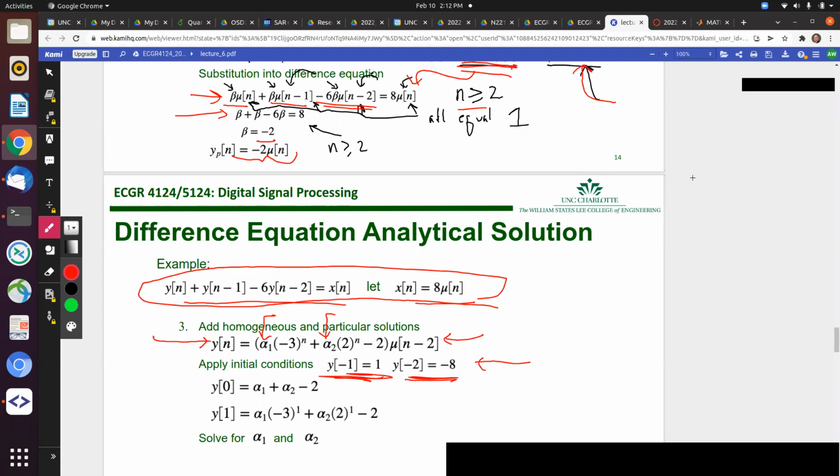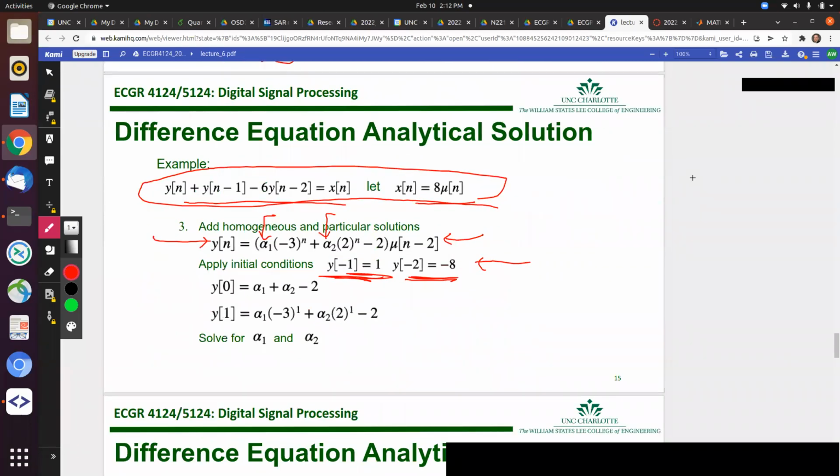You'll never be asked that. You'll only ever really need to use y of -1 and y of -2, because those are the values you need when you're calculating the output at 0 and you have a first order or second order difference equation. Does that make sense? Okay. So in this case, we have y of -1 and y of -2 specified as non-zero values. And so we have to go ahead and use our equation, okay? So y of 0 is alpha 1 times minus 3 to the 0, which is 1, plus alpha 2 times 2 to the 0, which is 1, minus 2, okay?